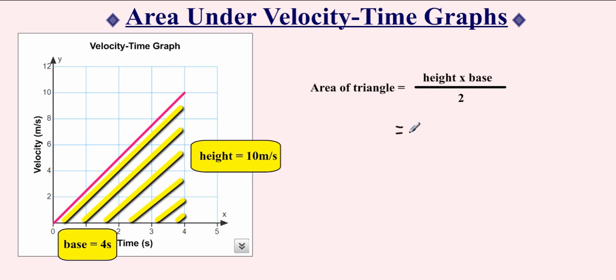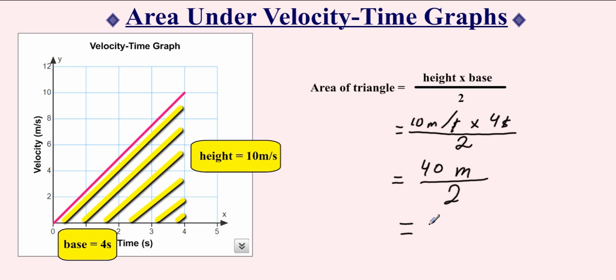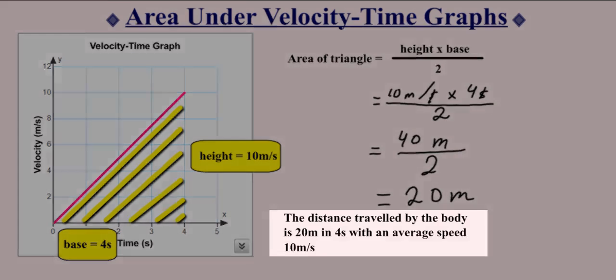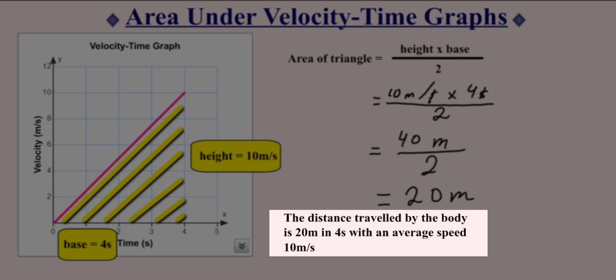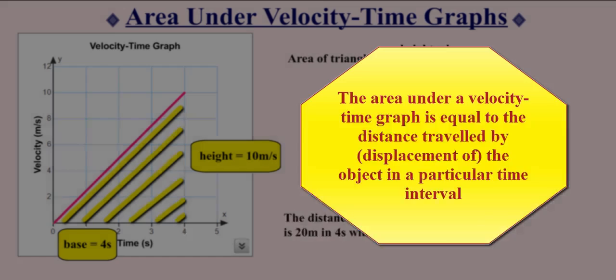Height from the graph equals 10 meters per second, and the base is 4 seconds. So 10 meters per second times 4 over 2 equals 40 over 2. And the final answer is 20 meters. So the distance traveled by the body is 20 meters in 4 seconds with an average speed 10 meters per second. So now we're able to get the distance of any object from the graph by only calculating the area under the line.